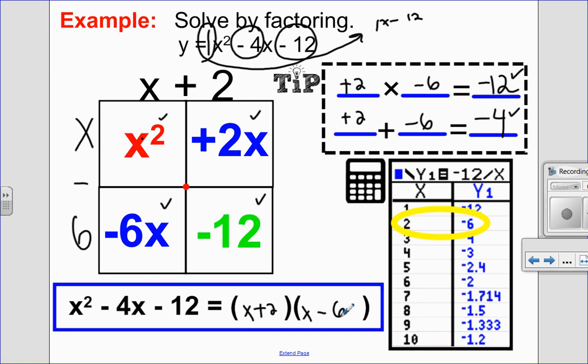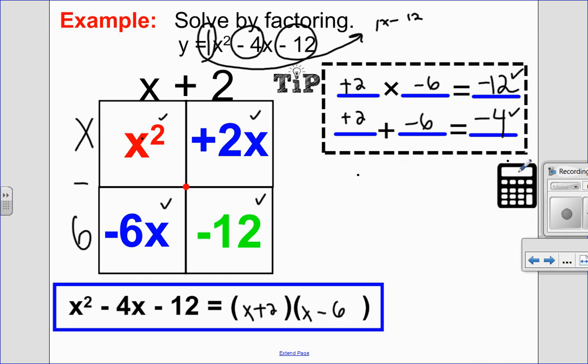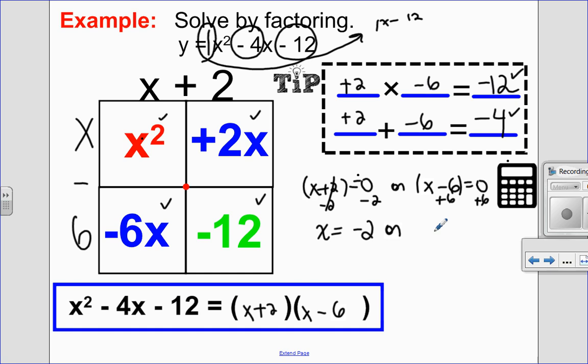But we want to take it that one step further and solve. So what I'm going to do is set each factor equal to 0. So I'll write it out so that x plus 2 equals 0, or x minus 6 equals 0. So over here, I will subtract 2 from both sides. So x equals negative 2, or add 6 to both sides, x equals 6. So I think that that is my solution.